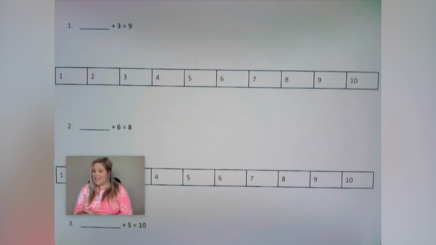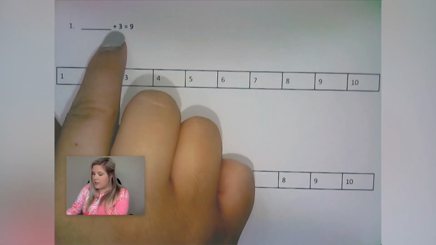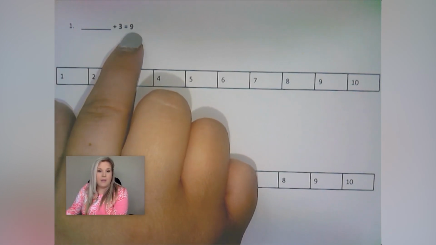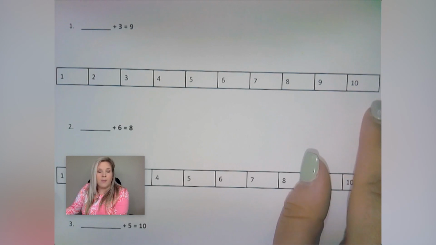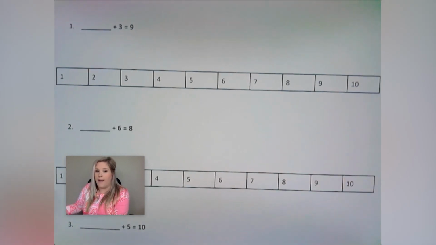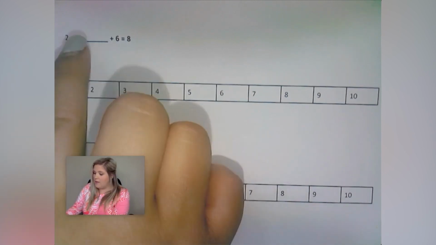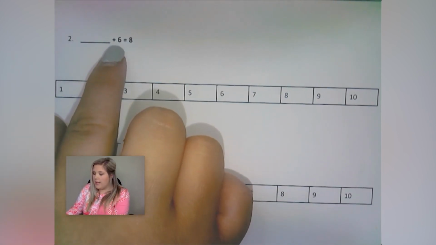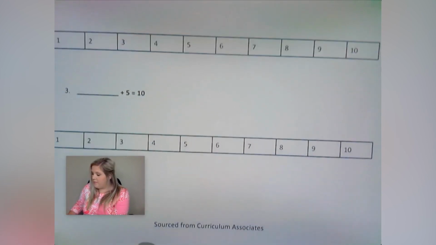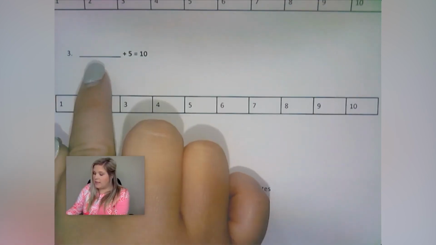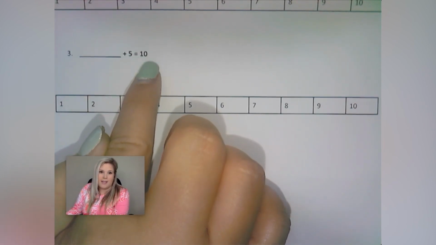Number 1 states this: some number plus 3 equals 9. And remember, you can use your number path to draw your hops for counting on or counting back. Let's look at number 2. Some number plus 6 equals 8. And number 3, some number plus 5 equals 10.